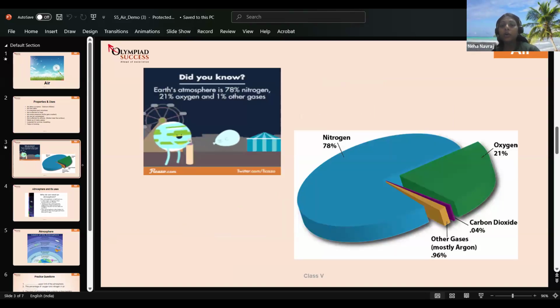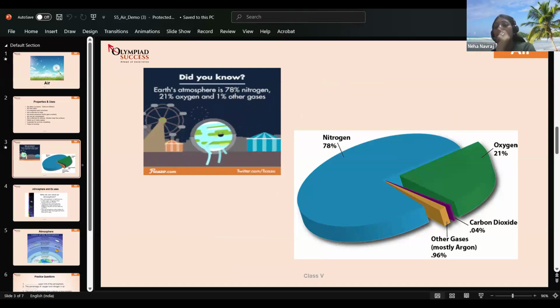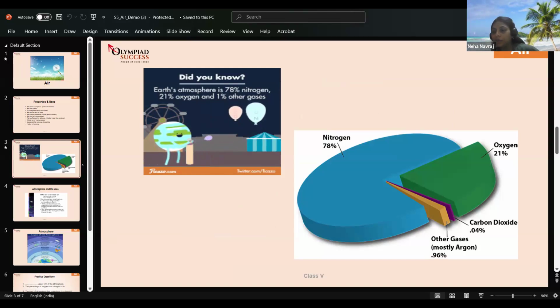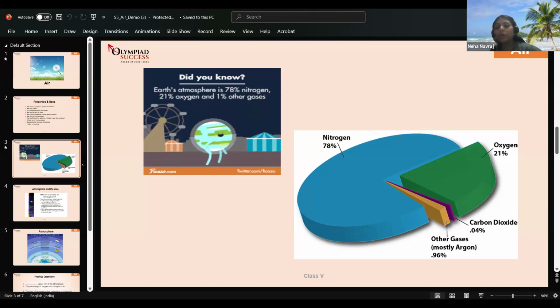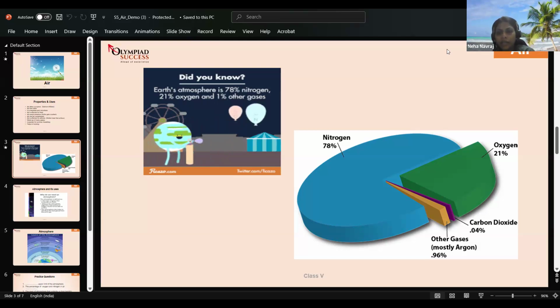So, as I told you, the air is a mixture of gases. You can see Earth's atmosphere has almost 78% nitrogen, 21% oxygen, and only 1% other gases. What are the other gases here? It is argon, a noble gas. What is the percentage of carbon dioxide in the atmosphere? It is only 0.4%.